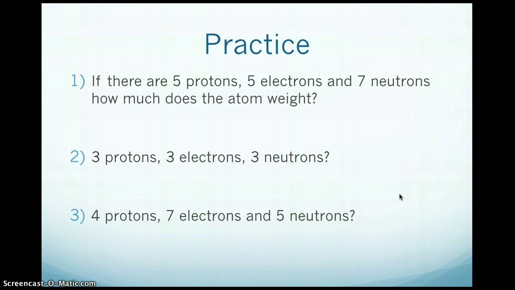All right, now we're going to do some practice. If there are 5 protons, 5 electrons, and 7 neutrons, how much does the atom weigh? Now remember to put the correct unit. It's not grams. Do number 2 and 3 also.